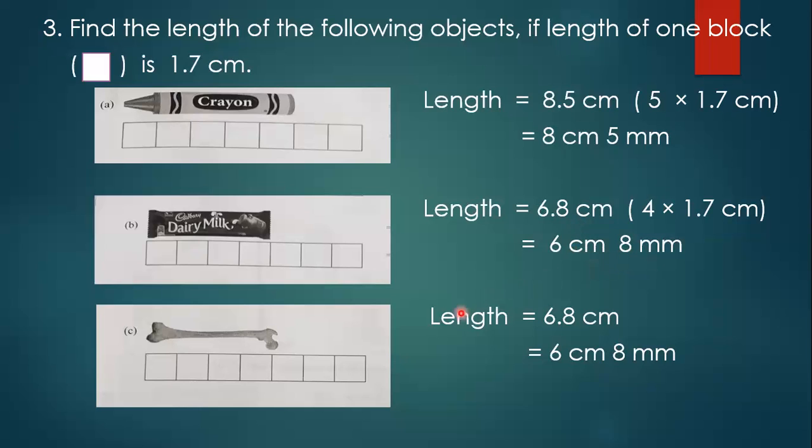Our next figure also covers 4 blocks. 1, 2, 3, 4. The length of this figure is 4 blocks, same as the second question. So 4 into 1.7 centimeter. Same calculation is there, so I have not shown the calculation here in the bracket. 17 fours are 68, and we will put the decimal point. It will be 6.8 centimeter. It is equal to 6 centimeter and 8 millimeter.